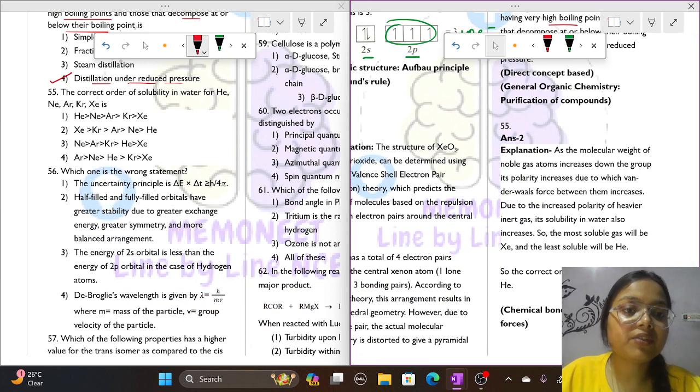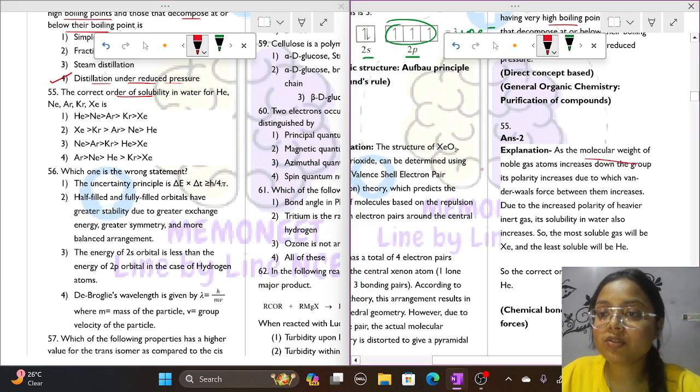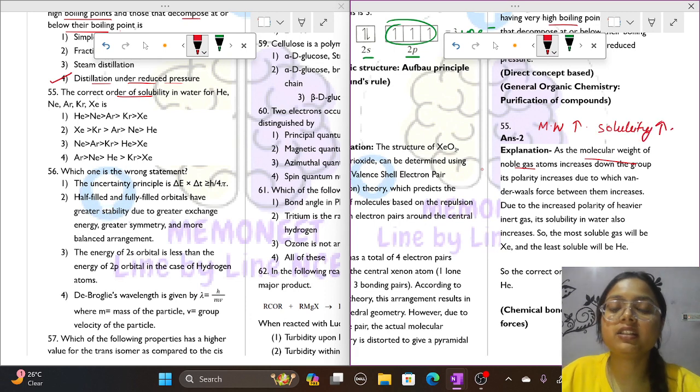Okay. Question number 55. The correct order of solubility in water for helium, neon, argon, krypton, xenon is. We have to find the order of solubility. Okay. So for the order of solubility, what do we have to see? We have to see the molecular weight of the noble gas. As the molecular weight increases, the solubility of the element also increases.